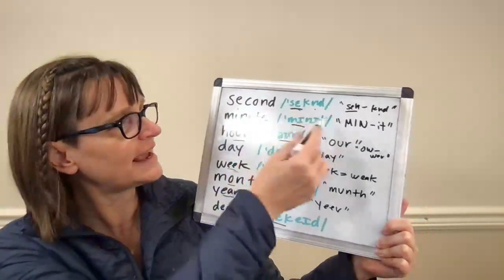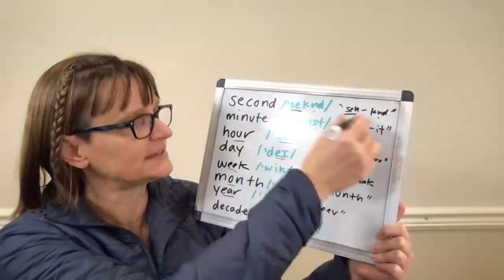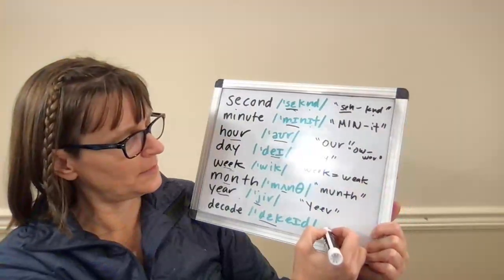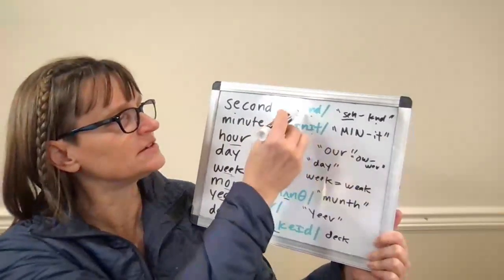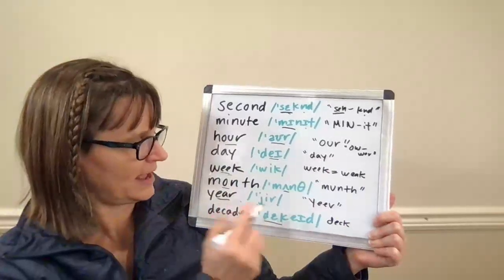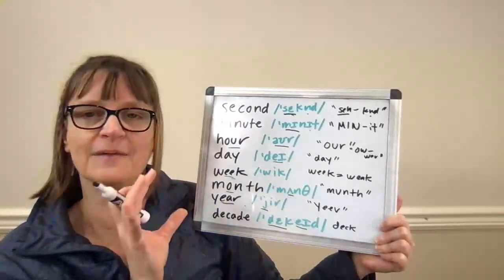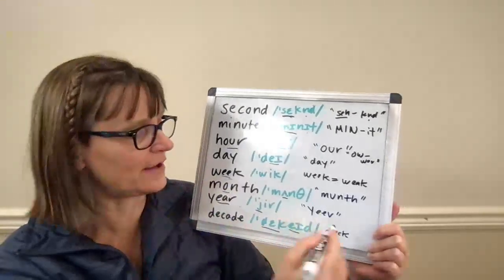Just like in second, where we have the S sound, here we have the dec. This one is sec, just like the word deck. But unlike the word second, second has that short reduced vowel. In decade, we have a clear tense and the diphthong A with a clear vowel.